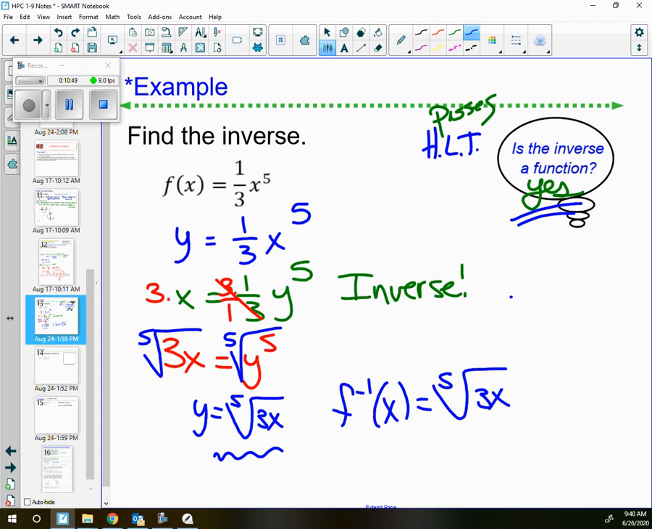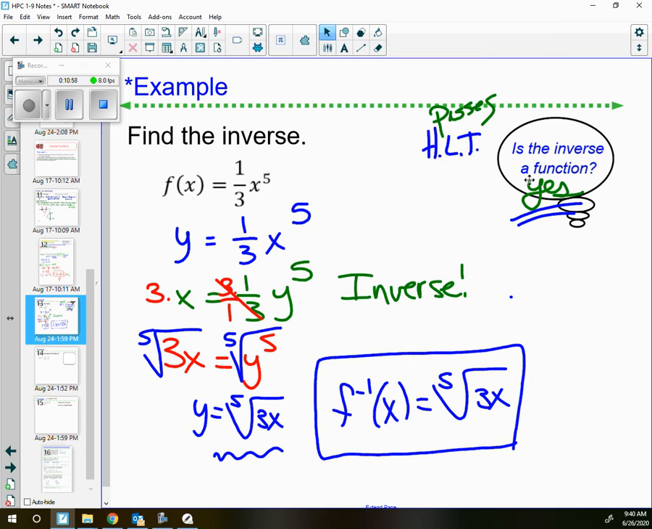Because for every input, you've got to have exactly one output. So this graph should be something that's a function. So the opposite operation of a fifth power is a fifth root. Now we're going to graph that on our calculator.